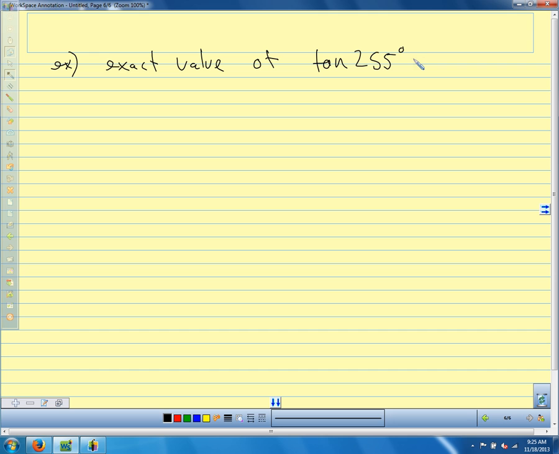So we're looking on the unit circle for two unit circle angles that add or subtract to give us 255 degrees. So what unit circle angles would add or subtract to give us 255 degrees? Okay, 225 and 30? So we could have lots of different answers. 225 plus 30, 270.